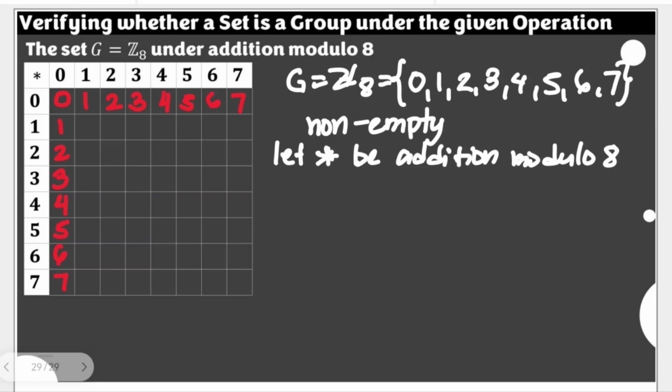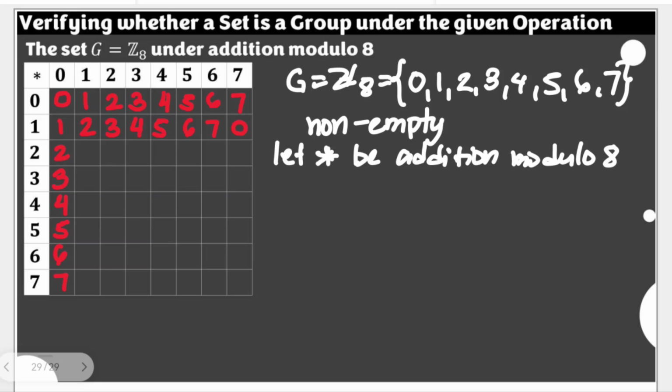Now let's complete it slowly. We have 1 plus 1 is 2 modulo 8. 1 plus 2 is 3 modulo 8. 1 plus 3 is 4 modulo 8. 1 plus 4 is 5 modulo 8. 1 plus 5 is 6 modulo 8. 1 plus 6 is 7 modulo 8. 1 plus 7 is 8. Modulo 8, that's actually 0.